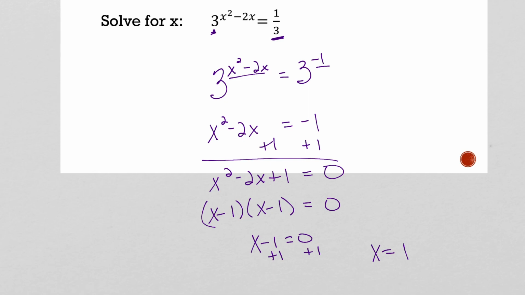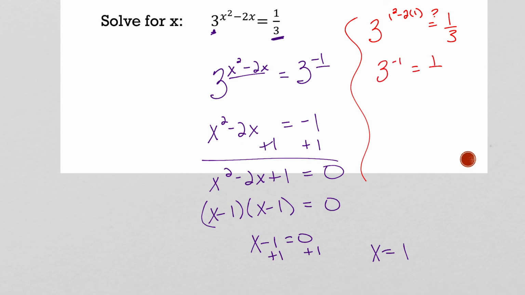All right, so now can we check our work? Yeah, we probably should too. So we've got 3 to the 1 squared minus 2 times 1. Does that equal 1/3? Let's see here. 1 squared is 1. 1 minus 2 is -1. Yep, 3 to the -1 power is 1/3. So yeah, this is a great answer.